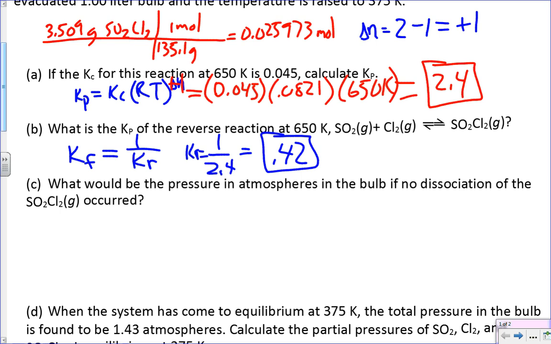So remember, if they were asking me what's the Kc of that reaction, I'd take the reciprocal of 0.045, because those are the K values, the respective K values at that temperature.